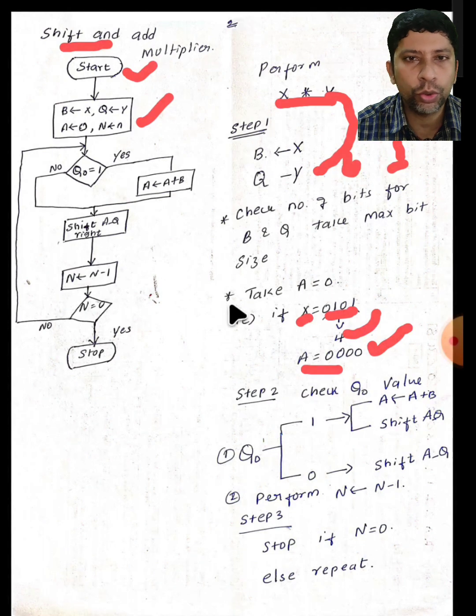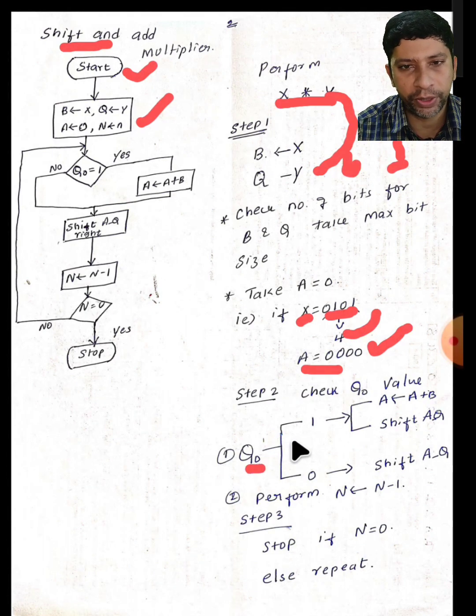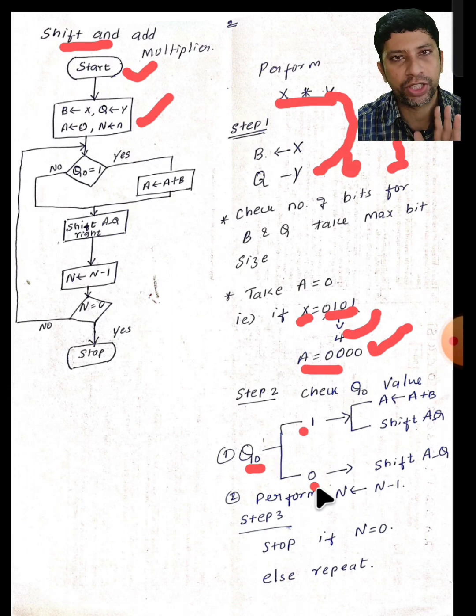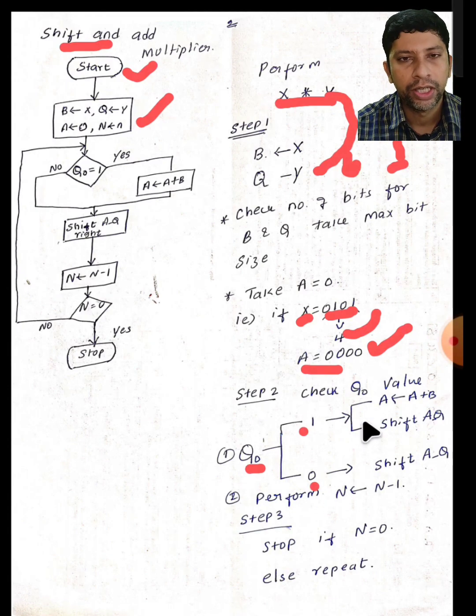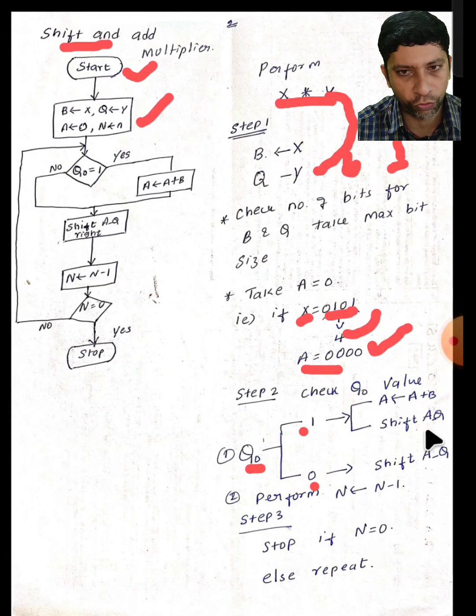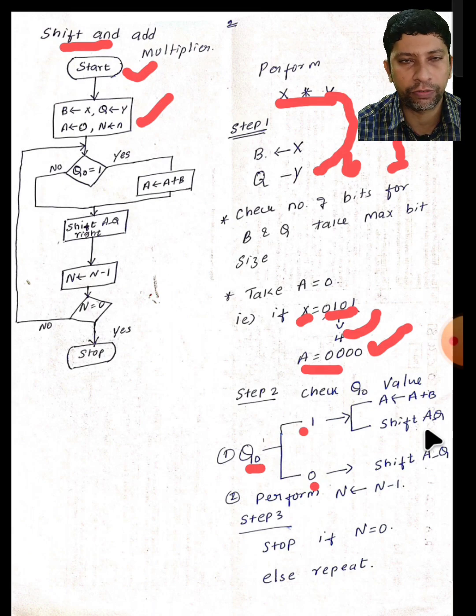Now we have two conditions: q naught is going to be 1 or q naught is going to be 0. If it is 1, then we have two steps. If it is 0, we have only one step. This is the process that we are going to follow throughout. If q naught is 1, we perform a plus b, and after performing that, you perform the shift operation. Similarly, if it is 0, you just perform shifting.